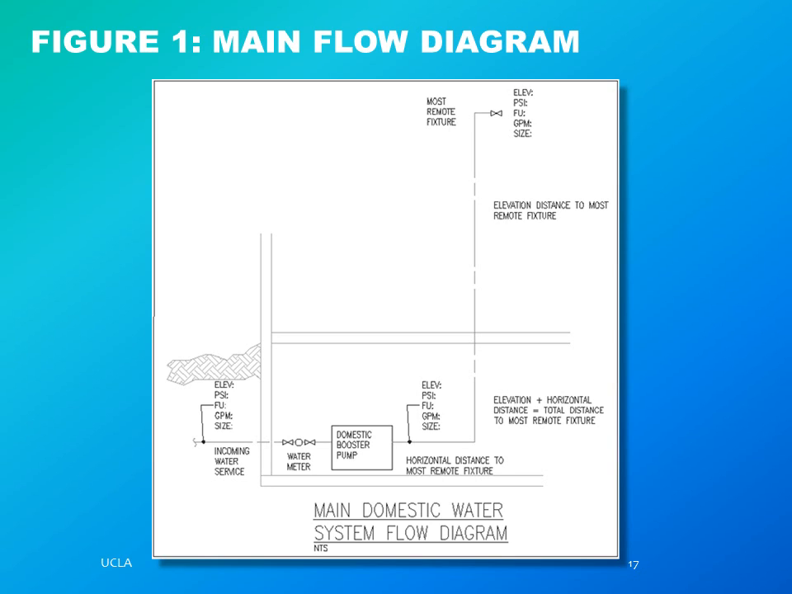Now after the pump we put it in, and we also want to know the horizontal distance to the most remote fixture. And we look at the elevation plus the horizontal distance to give us the total distance, because you're fighting friction whether it's horizontal or vertical. We also need the elevation to the most remote fixture, and we need to know what kind of pressure, what the elevation is, etc. at that point.